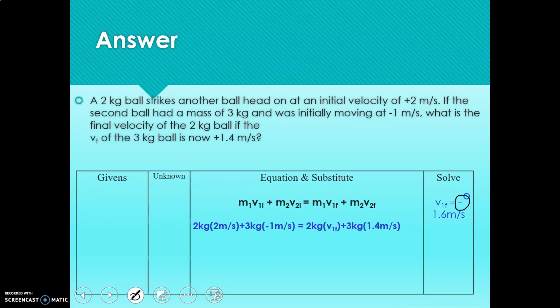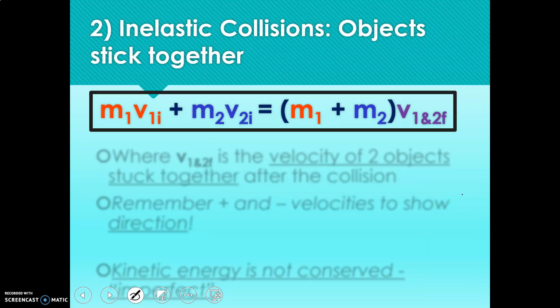That negative sign is there, just not right beside it. So if you need to see it actually typed out, go ahead and pause the screen and take a look at it here. Okay. Second type of interaction is an inelastic collision.